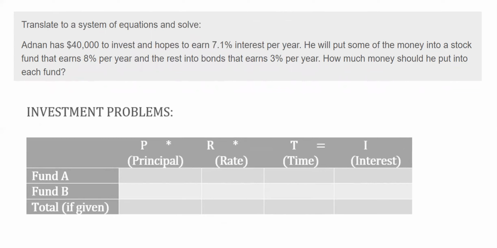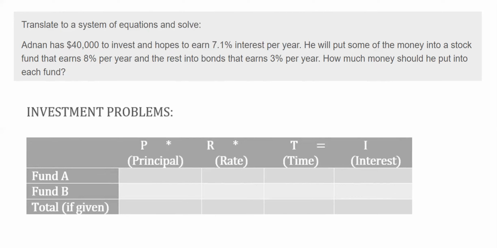Okay. Mixture means obviously they're taking two things and mixing them up. Right? But here you have to understand what's happening in an investment problem. It is similar, but you still have to know what's going on. Okay, so Adnan has a $40,000 pot. Okay, and he wants to take money from this pot and put it in one investment which earns 7.1%, and another one that earns... oops, I'm sorry, I misread it. He wants to earn 7.1% interest per year out of that $40,000.